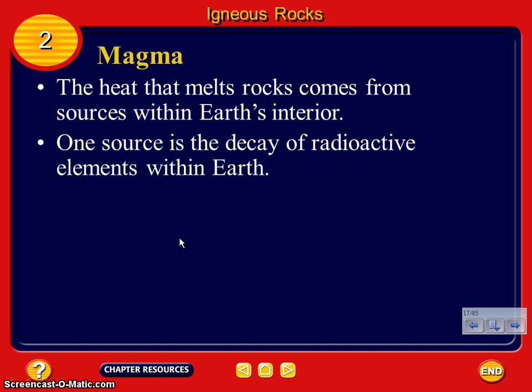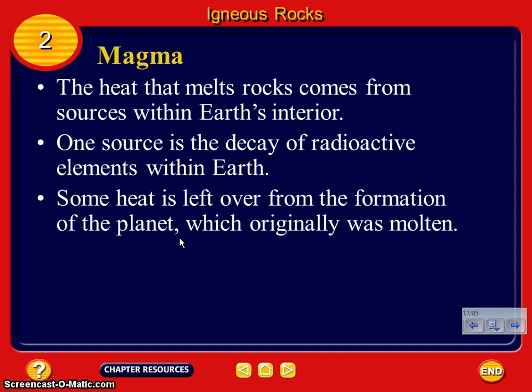Next thing, magma. One source is the decay of radioactive elements within the Earth. That's one source of the heat. Okay, so that's one source of the heat, is radioactive elements decaying. Some of the heat is left over from the formation of the planet, which originally was molten. And this is really cool.